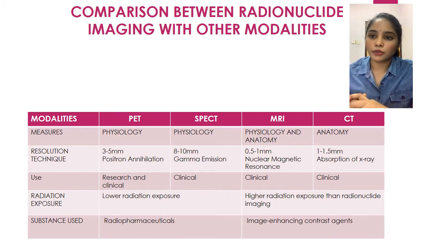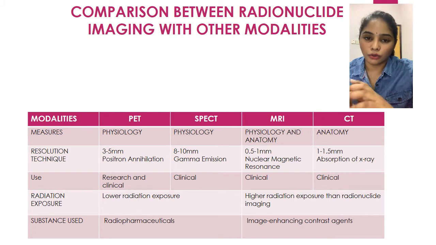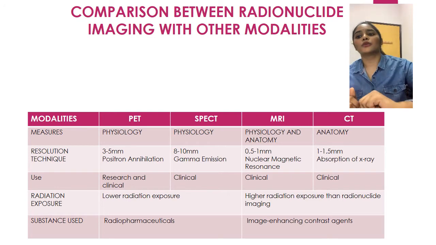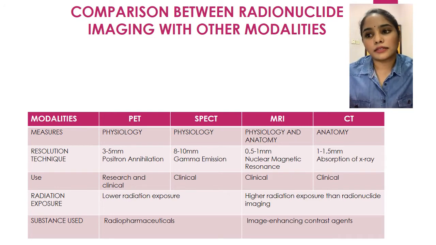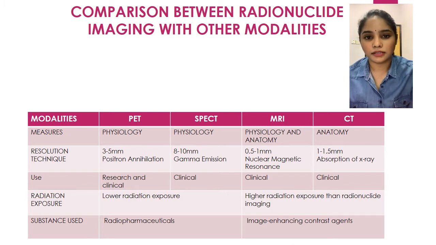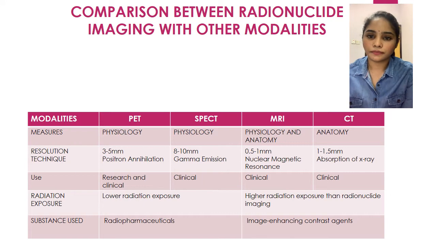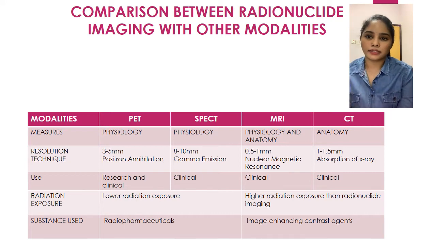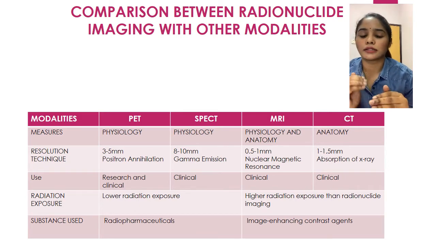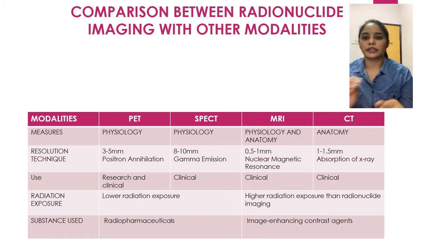SPECT scan uses 8 to 10 millimeters resolution, where gamma emission is used, and MRI uses 0.5 to 1 millimeter resolution, where nuclear magnetic resonance is applied. CT is 1 to 1.5 millimeters, and absorption of X-ray is applied. PET scan is used for research and clinical purposes, while SPECT, MRI, and CT are used for clinical use. PET and SPECT have lower radiation exposure, whereas higher radiation exposure happens in MRI and CT than in radionuclide imaging.